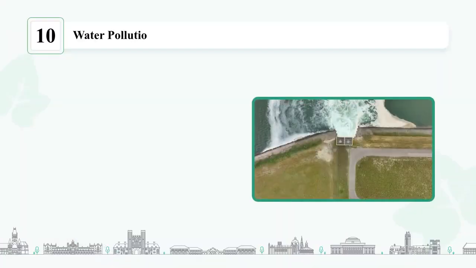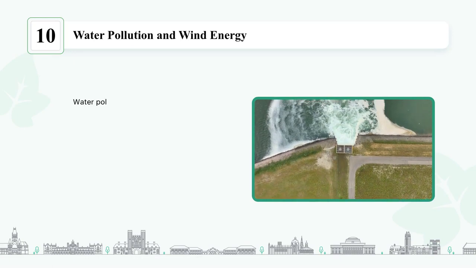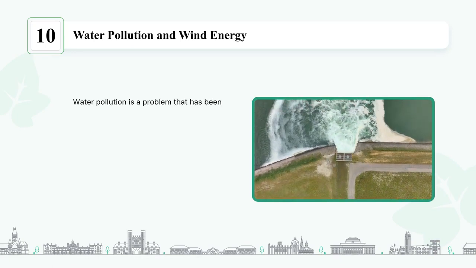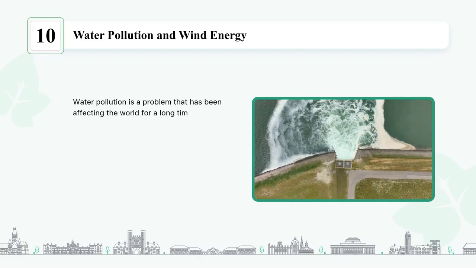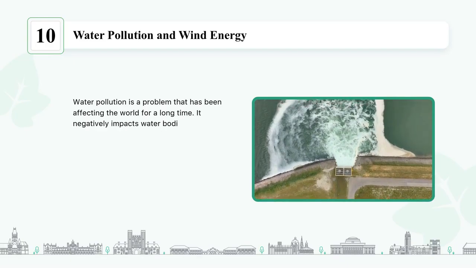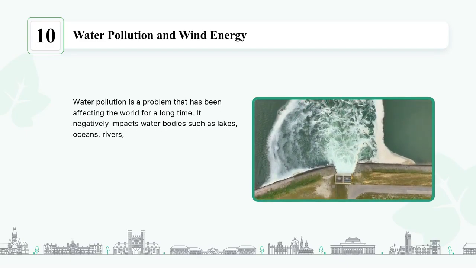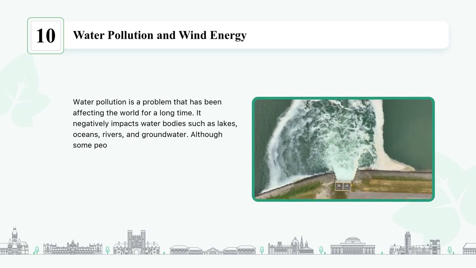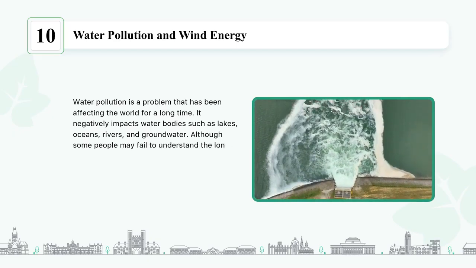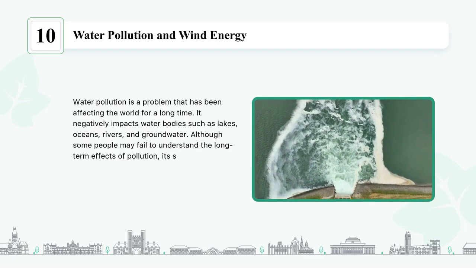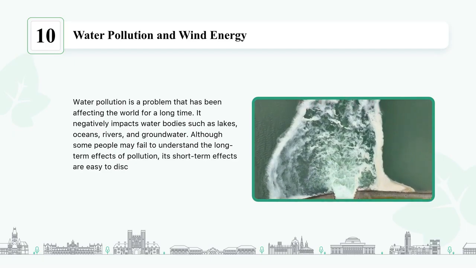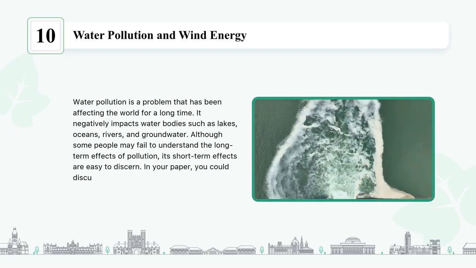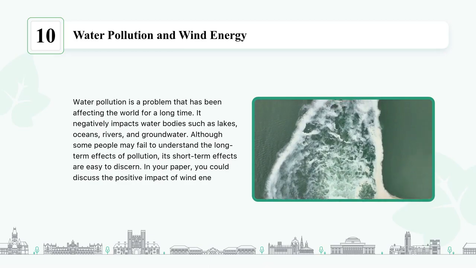Water pollution and wind energy. Water pollution is a problem that has been affecting the world for a long time. It negatively impacts water bodies such as lakes, oceans, rivers, and groundwater. Although some people may fail to understand the long-term effects of pollution, its short-term effects are easy to discern. In your paper, you could discuss the positive impact of wind energy use on the environment.